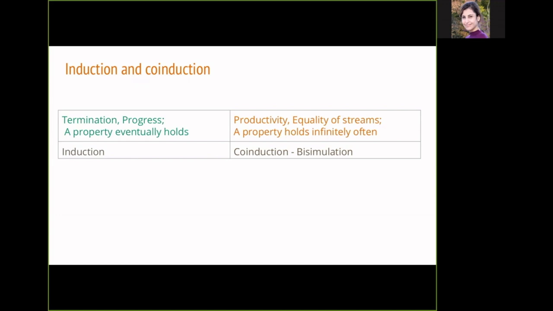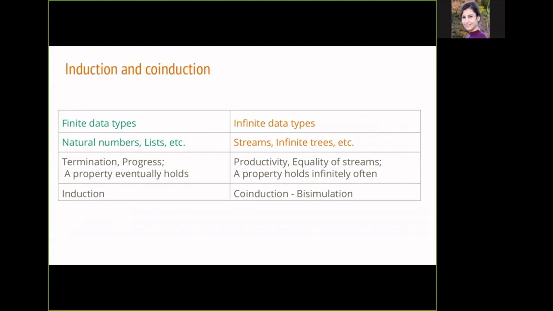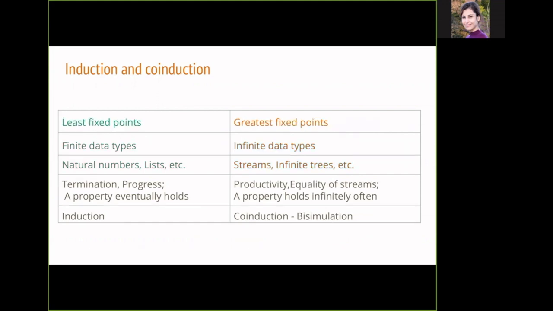We can generalize this observation and say that induction is being used to prove properties that will eventually hold, and co-induction to prove properties that hold infinitely often. The objects of interest in an inductive argument are finite data types like natural numbers and lists, while in co-induction, we are interested in infinite data types like streams or infinite trees. To be more accurate, we need least fixed points to apply induction on, and greatest fixed points to apply co-induction on.